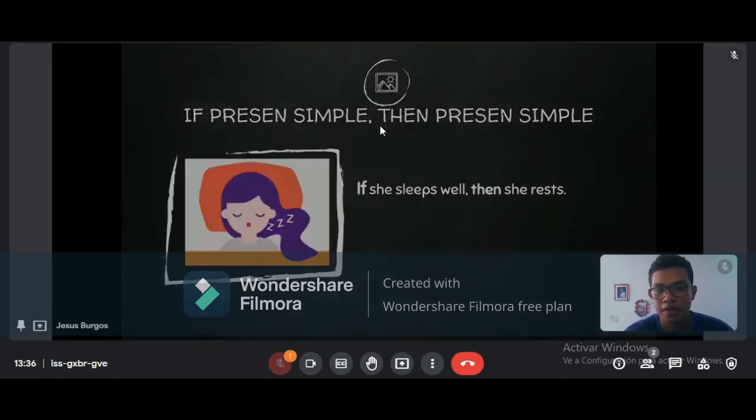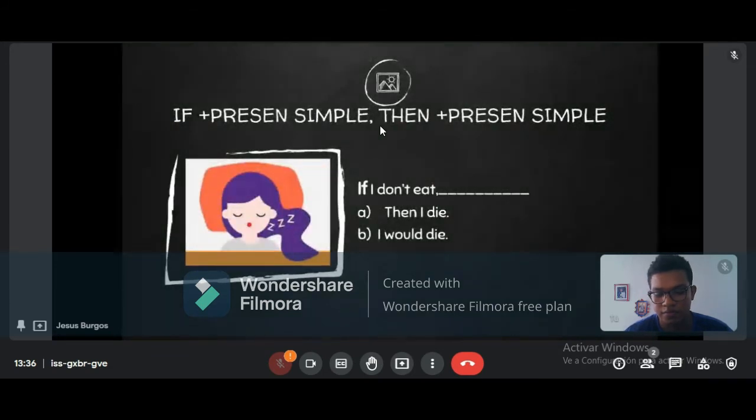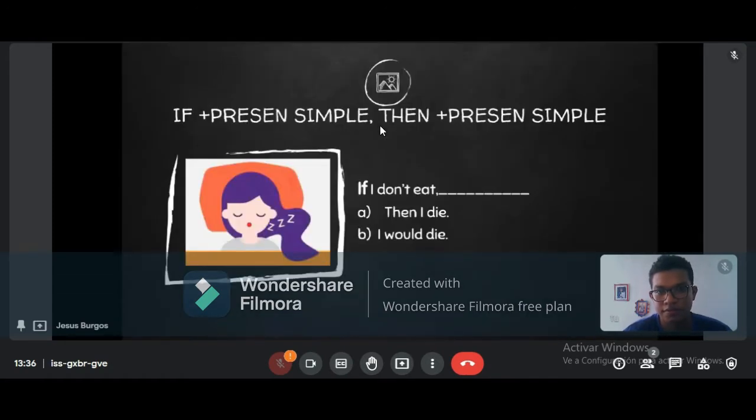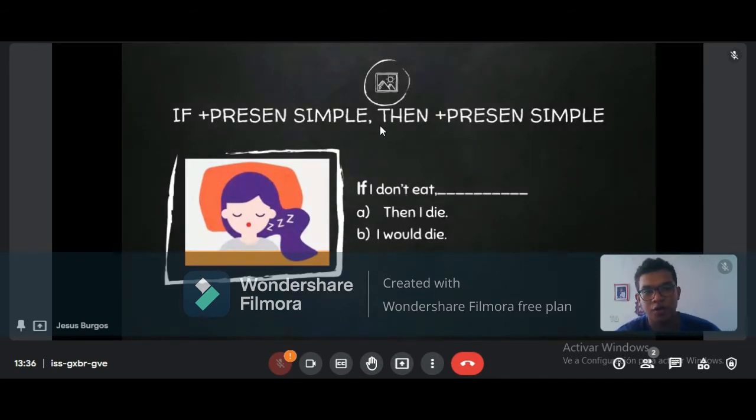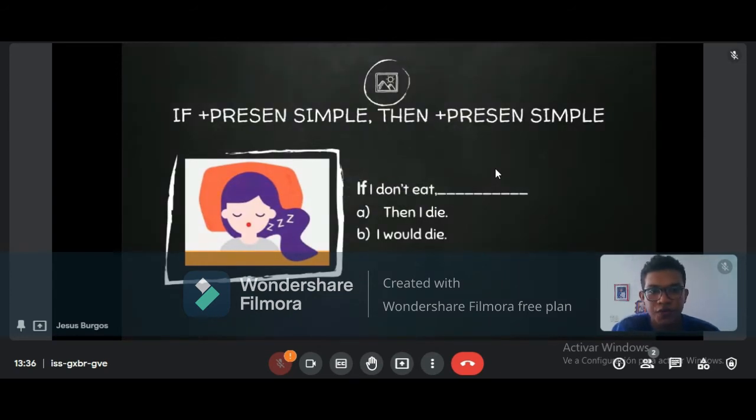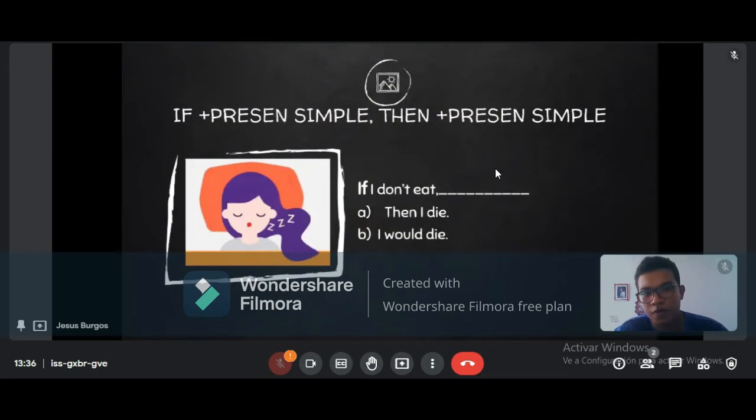The exercise says, I don't eat, what happens if I don't eat? We have two options. A, then I die. Or B, I would be. Yes. We are going to see what the structure is. If plus present simple, then plus present simple.